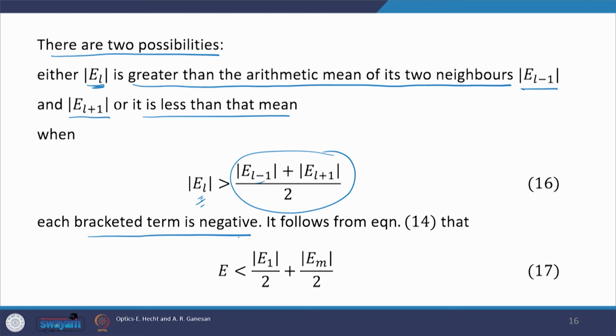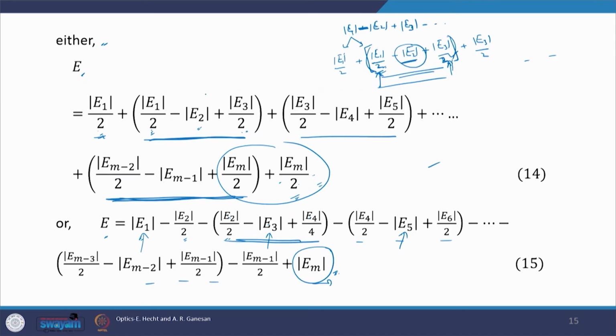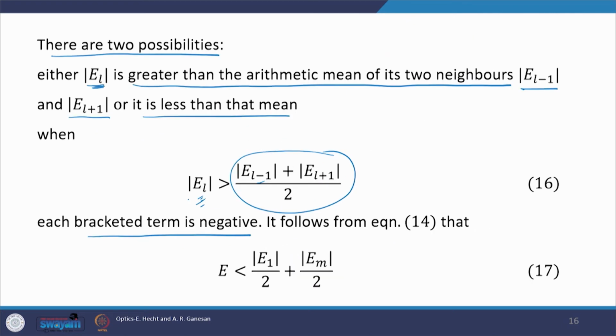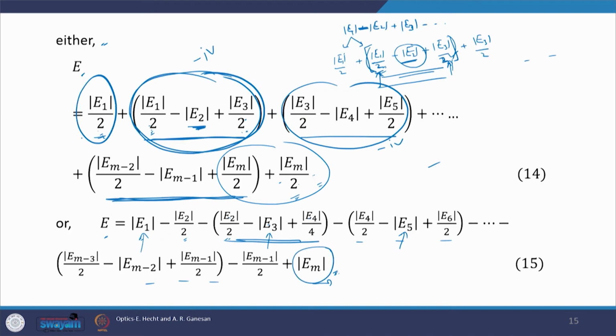bracketed term is negative. Let us go back to equation number 14 and look particularly at this term. Here we assume that E2 is larger than the average of E1 and E3. If E2 is larger, then each bracketed term here will produce a negative quantity. This would again be a negative quantity. Similarly, the last bracket will also be a negative quantity. Therefore, the resultant disturbance at P would be smaller than this term plus this term, because all the terms are bracketed, these are only the two free terms, the first one and the last one.